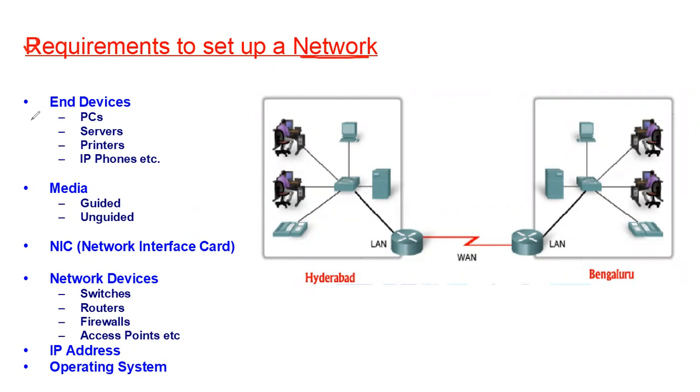We will discuss that. To establish a network, we need the end devices. End devices means we need PCs, servers, printers, IP phones, etc. Then we need the media, guided media and unguided media. We will discuss each and everything. Then we need the network interface card. Then we need networking devices like switches, routers, firewalls, access points, etc. Then we need to configure the IP addresses, and these PCs and servers need the operating system.